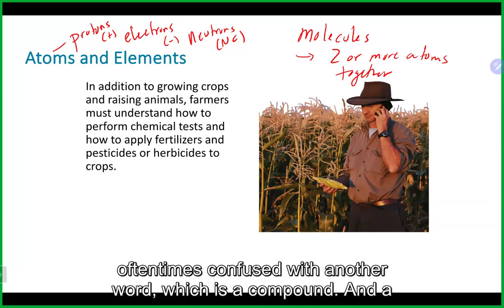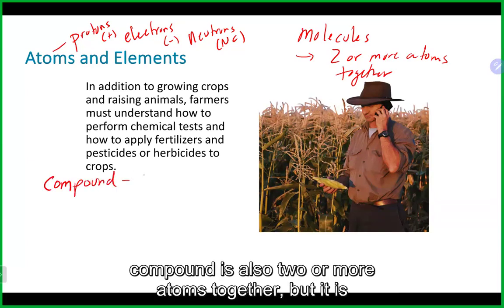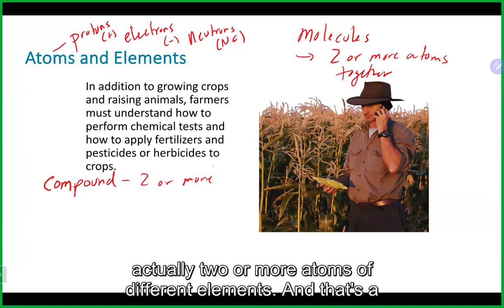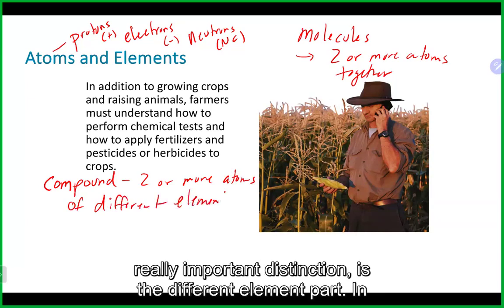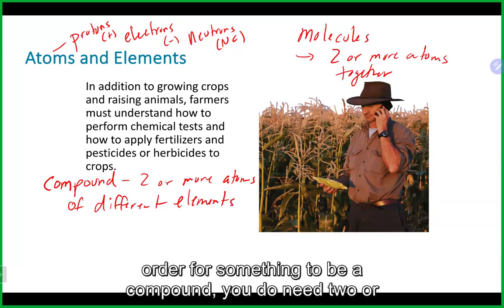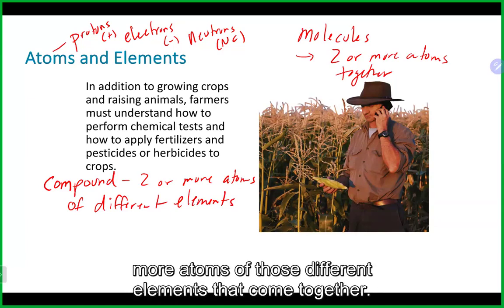And that's oftentimes confused with another word, which is a compound. A compound is also 2 or more atoms together, but it is actually 2 or more atoms of different elements. And that's a really important distinction, the different element part. In order for something to be a compound, you do need 2 or more atoms of different elements that come together.